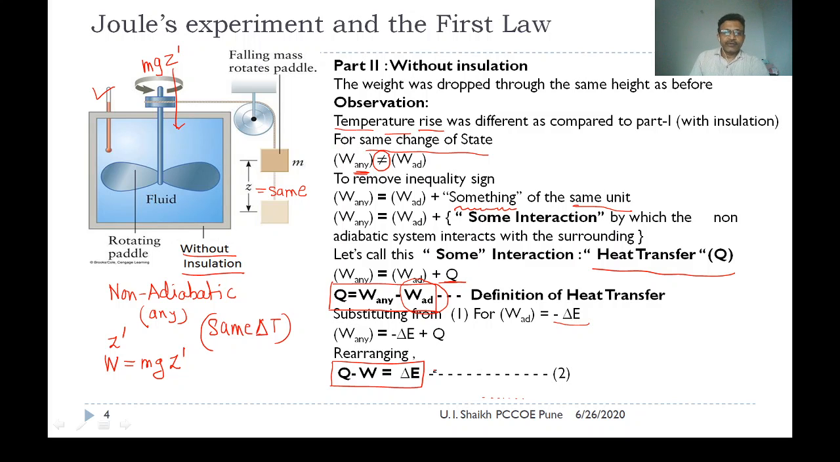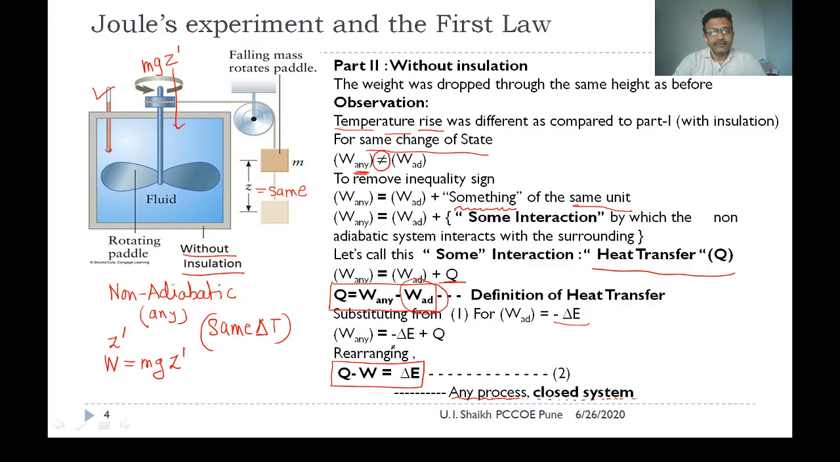Remember, this equation number 2, Q minus W is equal to delta E, is applicable only to a closed system undergoing any process. The process may be any process, but the system must be closed. Because this equation is derived on the basis of Joule's experiment, and in Joule's experiment, the system under consideration is a closed system. No mass transfer was allowed across the boundary of the system.